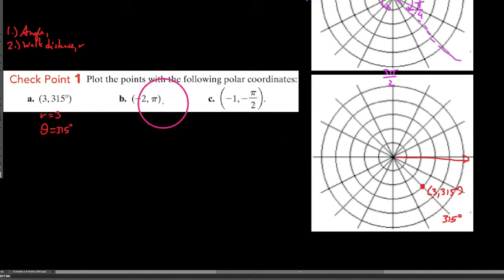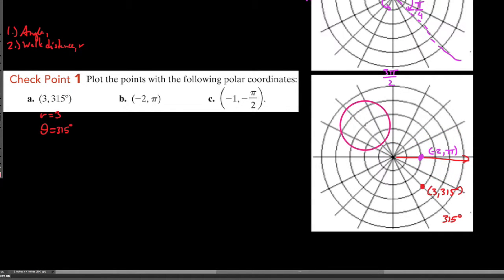For our next point here, (-2, pi), we know that pi lies in this direction here. Because our terminal ray goes this direction, but our r value is negative, we're going to walk backwards 2 units. So from a pi direction, walking backwards 2 units would put us here, and we'd say this is the point (-2, pi).